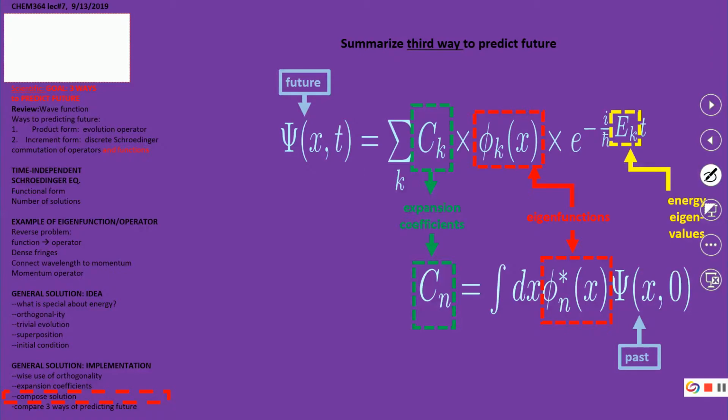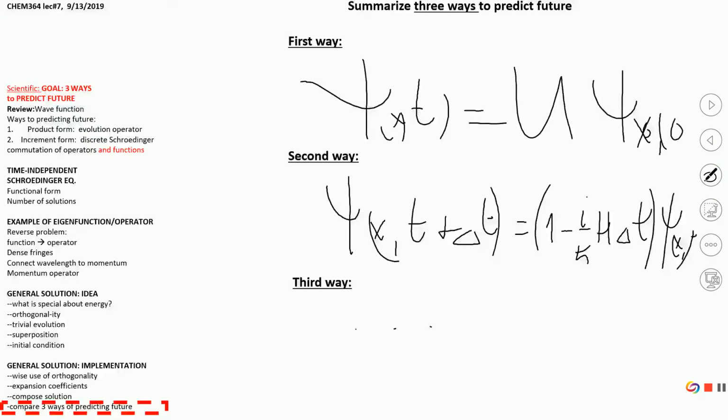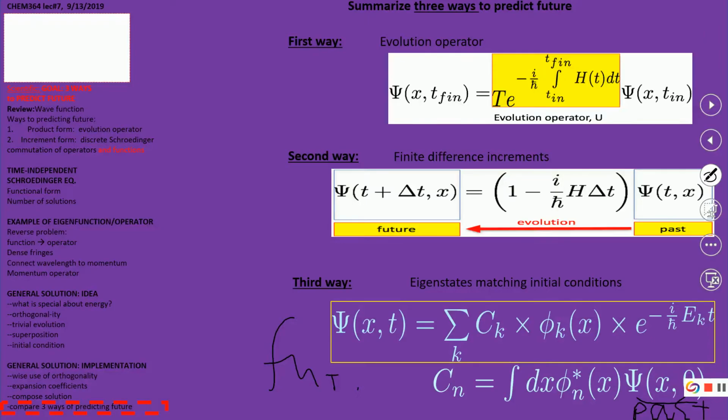I think it is the same thing. I was just entertaining myself by covering it. Past, future, expansion coefficient, eigenfunction here and there, and phase accumulation. And those first and second ways to predict the future, it is what you knew before, and this is what you've got today. Okay, done.